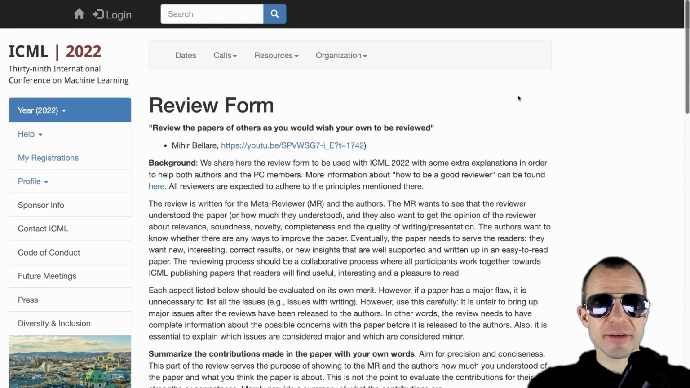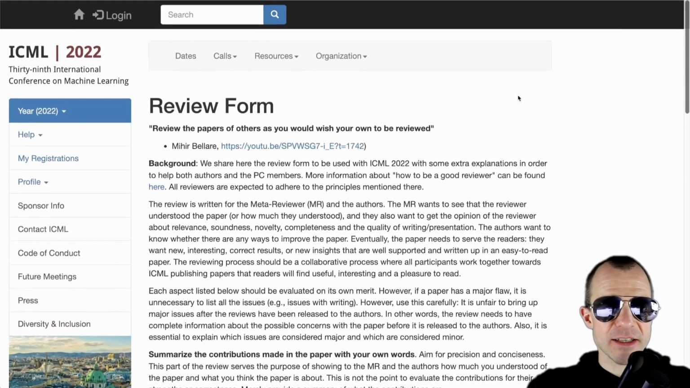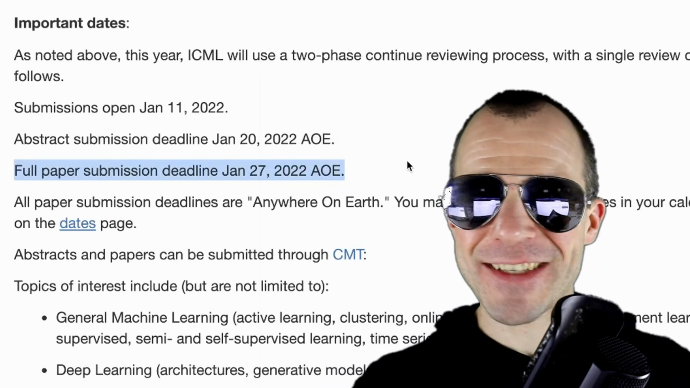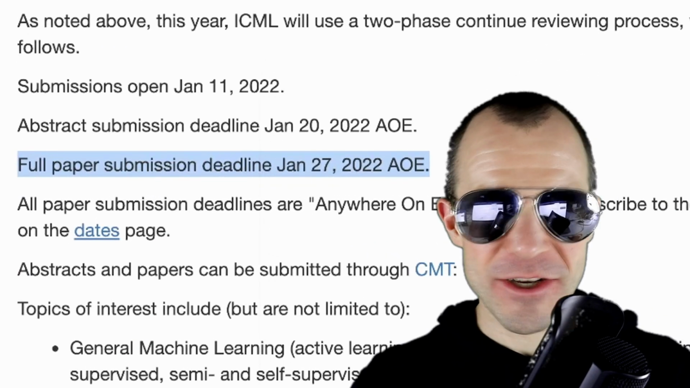If you're interested, the entire process is detailed in the ICML 2022 review form. Now, it just occurred to me that the submission deadline was actually last week, which I should know. So if your paper is not pretty and doesn't make a good first impression, then you just have to hope for that really good meta reviewer that recognizes its inner beauty.